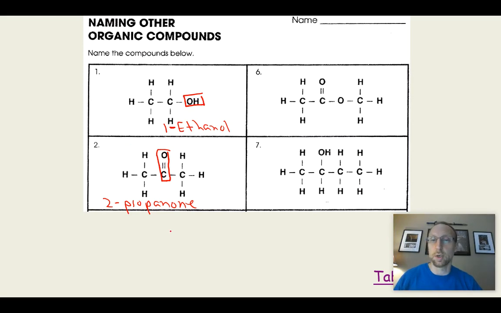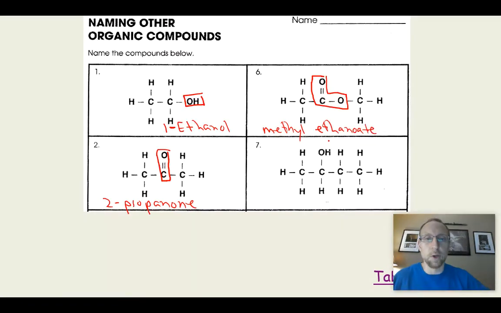So pause the video, try the other ones, and unpause it, and we'll go over it. So number 6, here's our functional group. So this is my COO. So this is an ester. So these are a little bit weird. The L points towards the alkyl, methyl, and then the other side has 2 carbons, eth, and then it ends in an oate, methyl ethanoate.